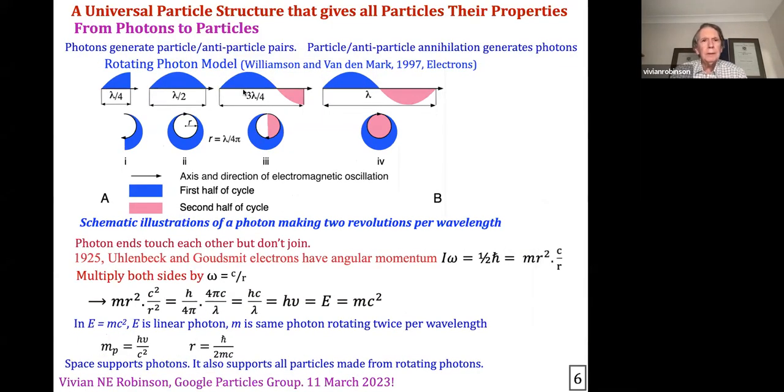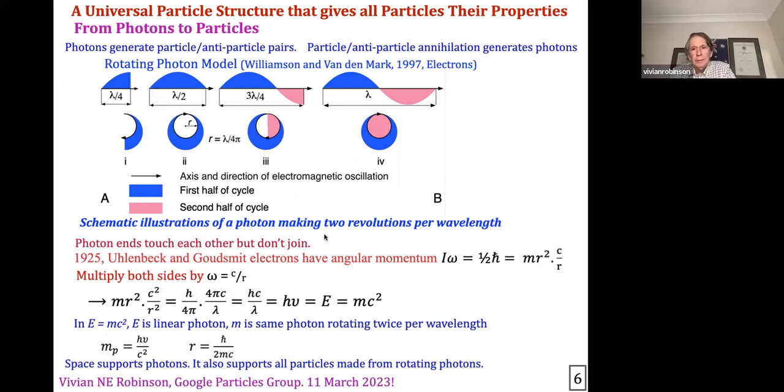My apologies for that. I'm not quite sure what went wrong, but just to resume. That gives the rotating photon a radius of its wavelength divided by 4 pi. The other thing to note is that the photon ends touch, but they have no other reason to join.